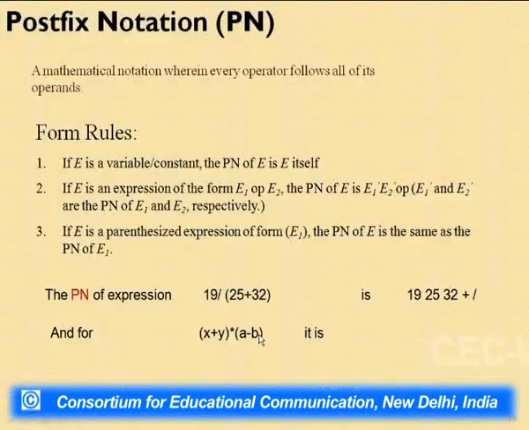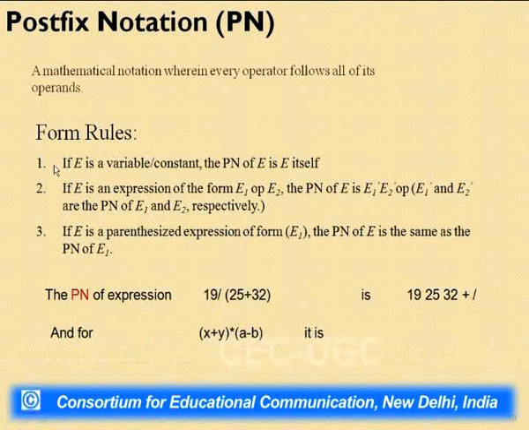Another example that we can take is x plus y into a minus b, and think about what it can be. It will simply be x y plus a b minus, and then star. x y plus, because this operation is to be done first, then a b minus, then this operation is to be done. This will be followed by a multiplication of this entire component. So it will be x y plus a b minus star.